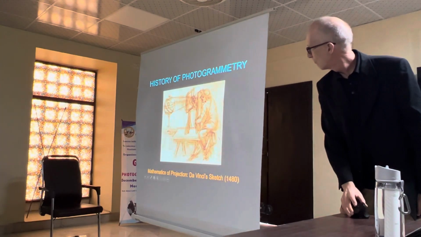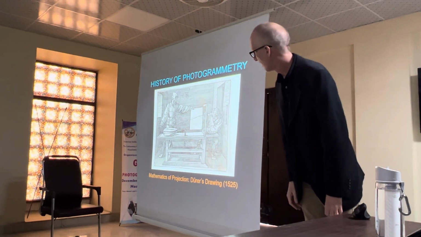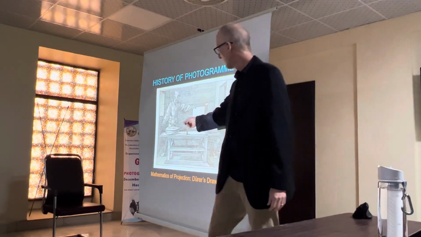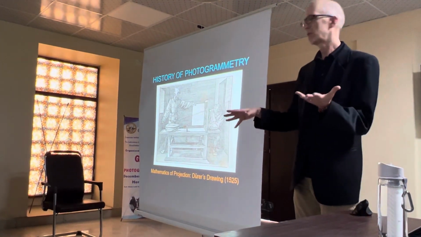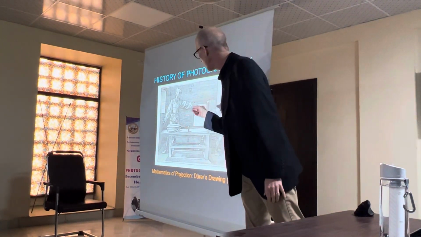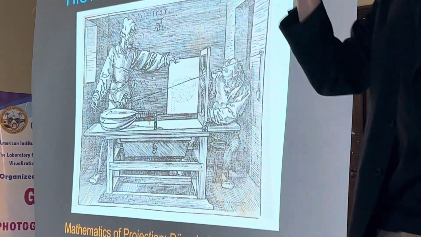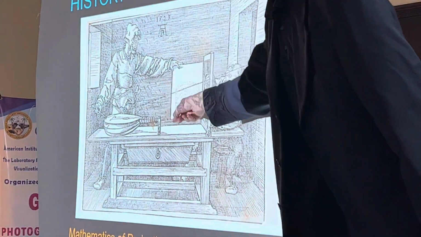Here's another early example of projection. This is an artist's drawing of people trying to draw a three-dimensional object, in this case a lute, a musical instrument known as a lute. And the way that you can do this is this person is putting points on the lute, and this person is trying to draw it. And this is the representation.